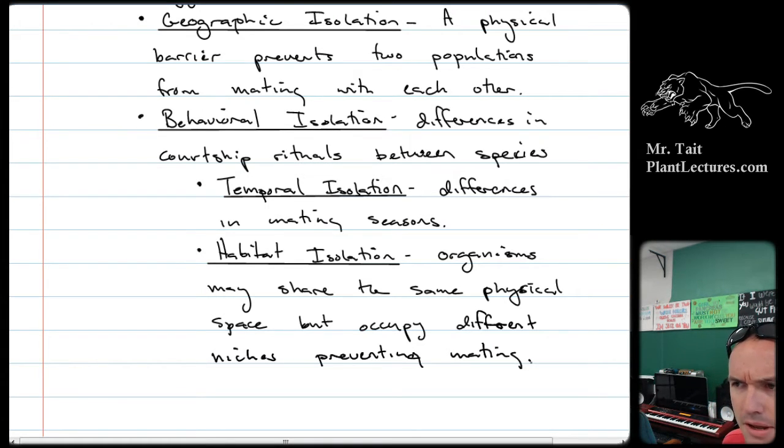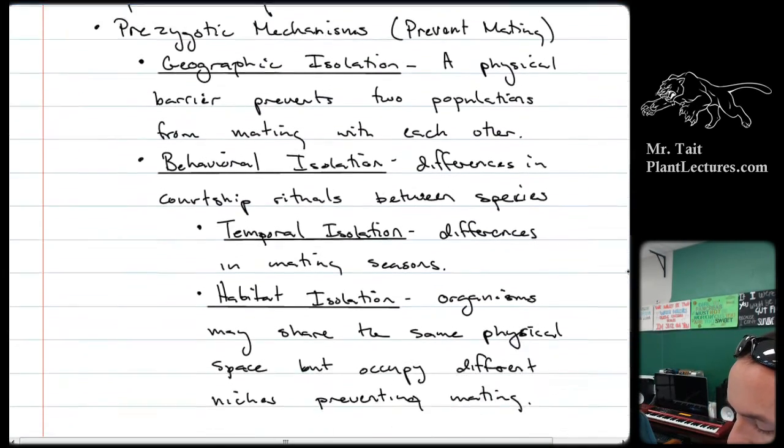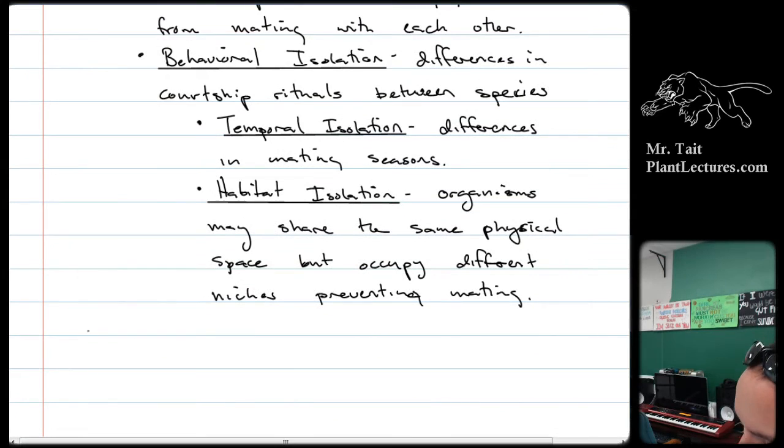Another thing that could happen here is if they're nocturnal versus diurnal, right? So if one of them's awake during the day and one of them's awake during the night, it's not likely for them to interbreed because they're going to have different waking periods. So again, different mutations would build up in those gene pools as a result. Okay. Next, these things are all pre-zygotic that prevent mating from happening in the first place.